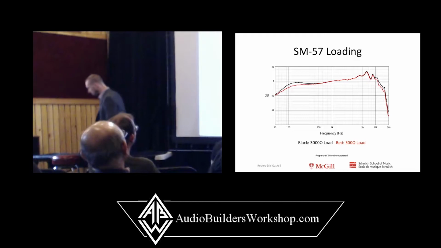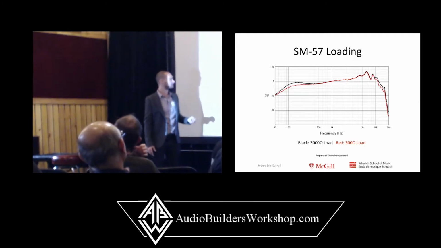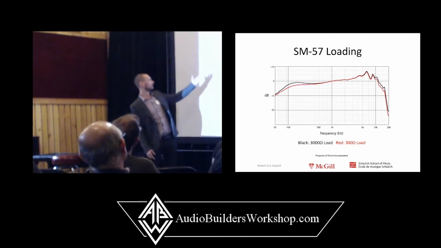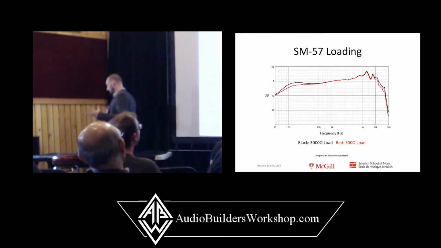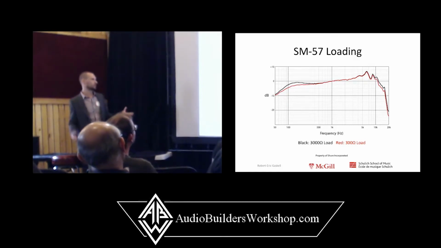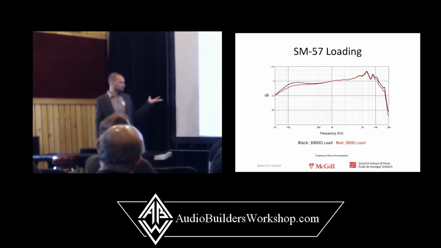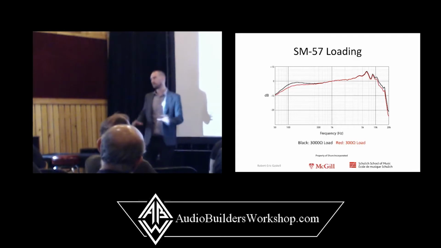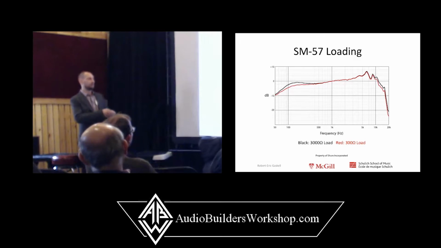So here is an SM57 measured loaded in black with a 3K load and in red with a 300 ohm load. And you can see that there are very different frequency responses. Each of these is 1 dB increments. We have almost 2 dB difference at 120 hertz, a dB difference at 10K. That is going to make a difference in the sound of that microphone, the difference between a 3K load and a 300 ohm load.